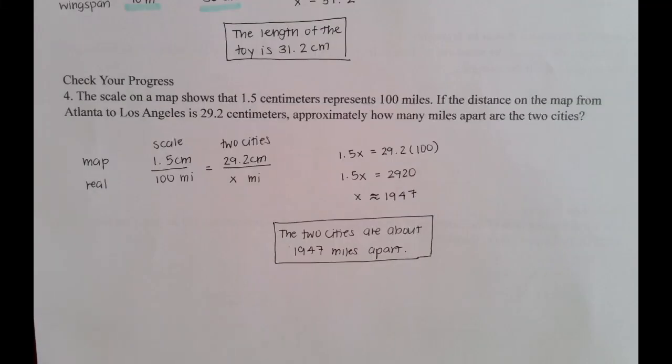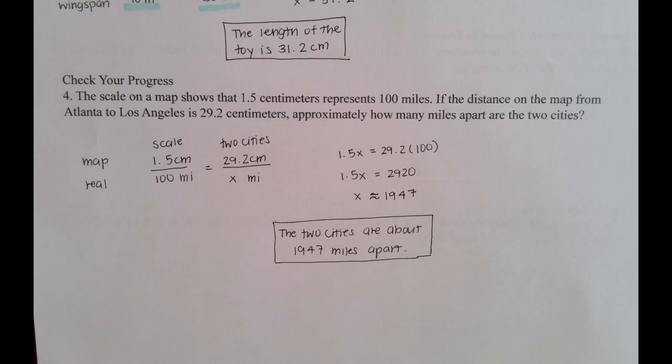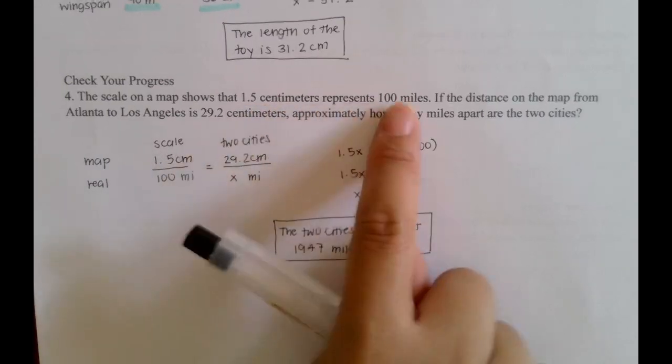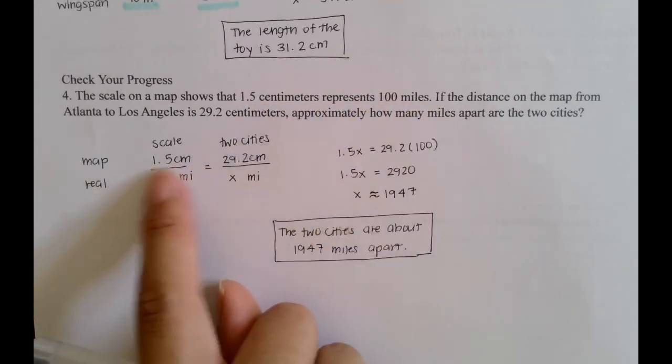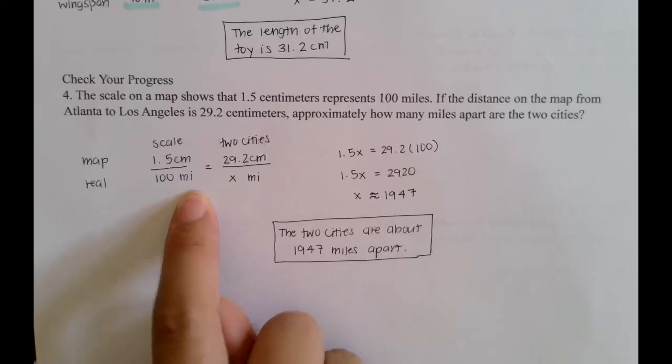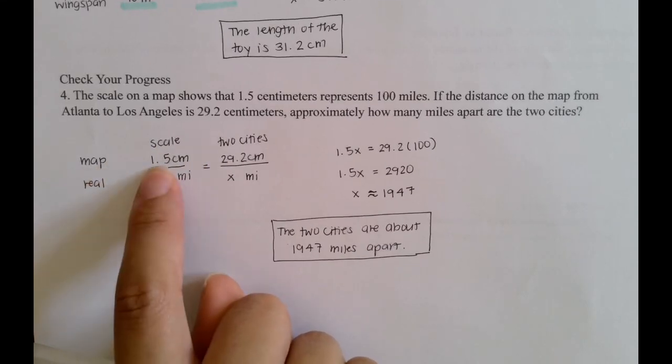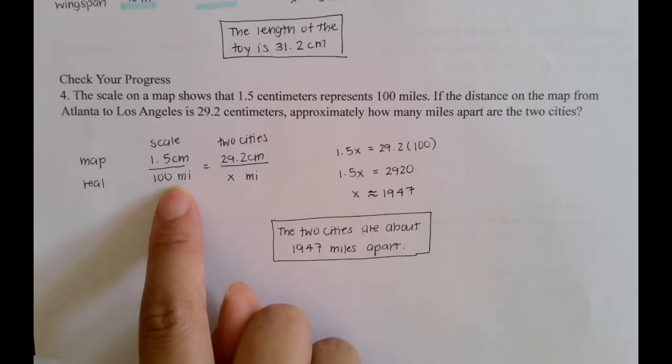Okay, you should have gotten that the two cities are about 1,947 miles apart. If you got that right, you can get started on your homework. If not, here is your explanation. Okay. So I set up my proportions. So 1.5 centimeters represents 100 miles. That's my scale. Right. I put the map measurement on top with the real measurement on bottom.